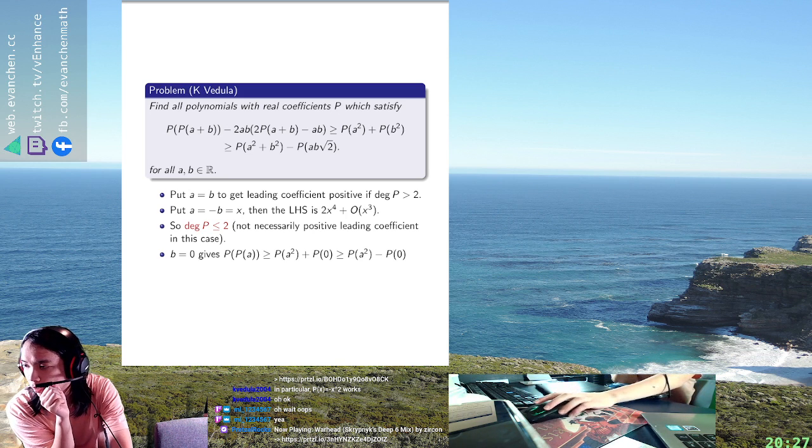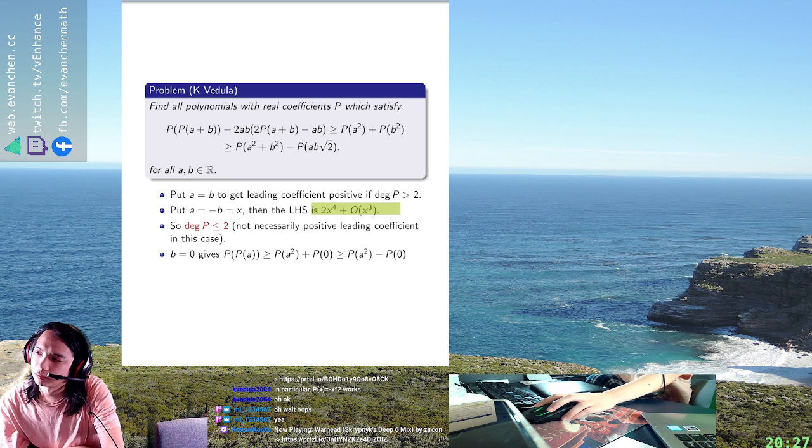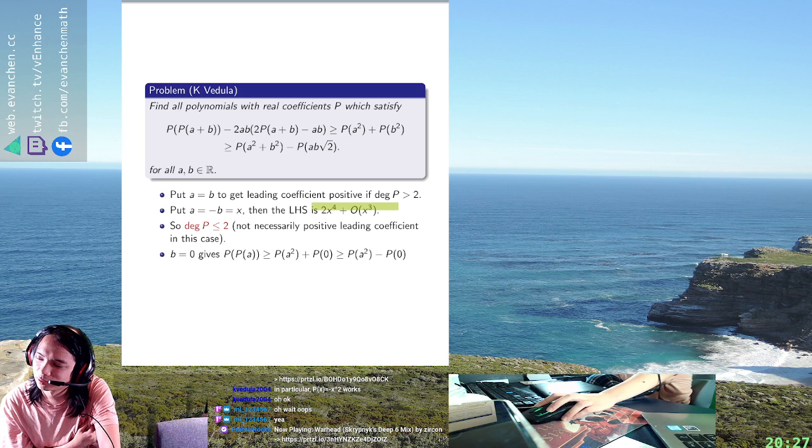Because I basically only used this to get 2x to the 4 as the growth of the left. But actually I feel like if P has negative leading coefficient, these inequalities might just sort of be true. Right, because this term is pretty small, I think? At least along the curve a equals minus b.